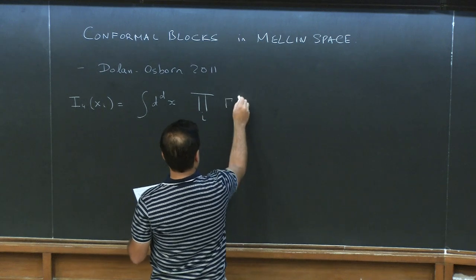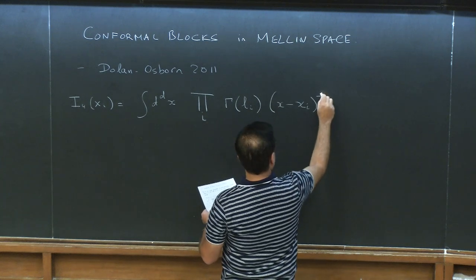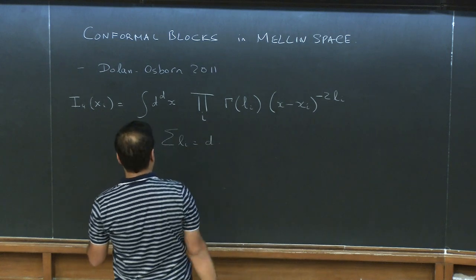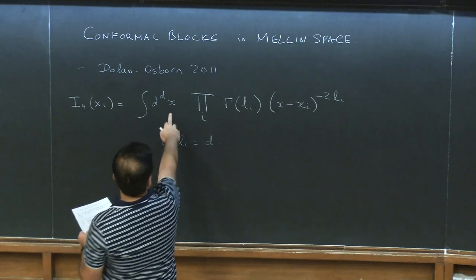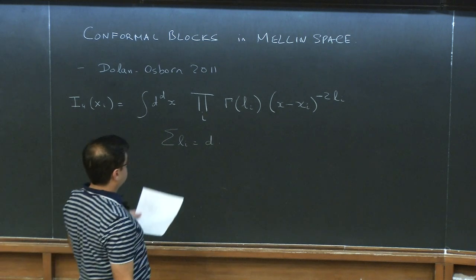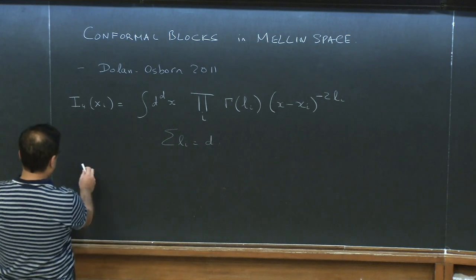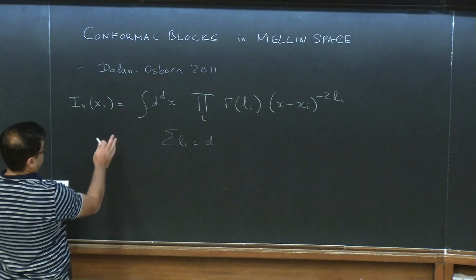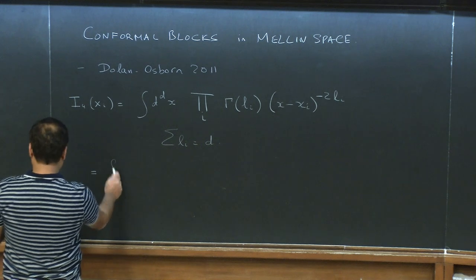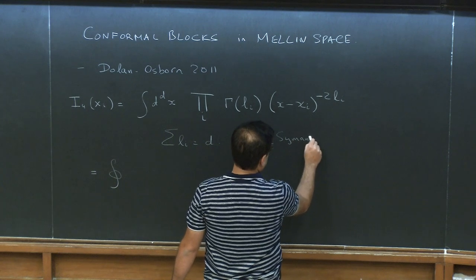There's a product of these factors, x minus x_i raised to minus 2 l_i, such that the summation over l_i is equal to d, the dimensionality. And you have to do an integral over x. Now these are conformal integrals, and there is a famous formula in conformal field theory that allows us to do that, which is called the Symanzik star formula. So essentially the Symanzik star formula converts this into a complex integral. Let me just make a note of that. There's a formula called the Symanzik star formula.